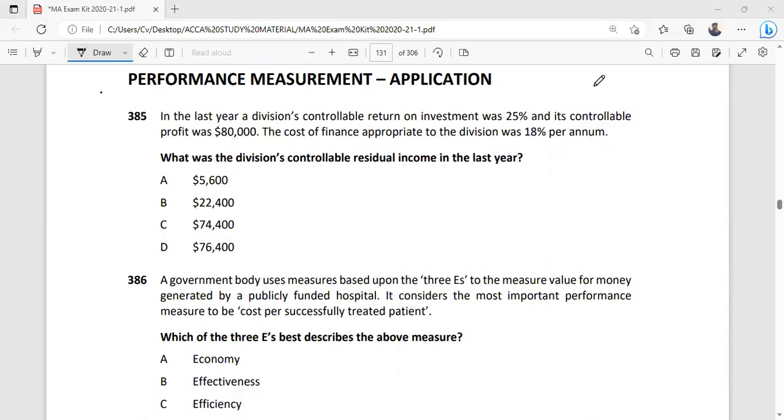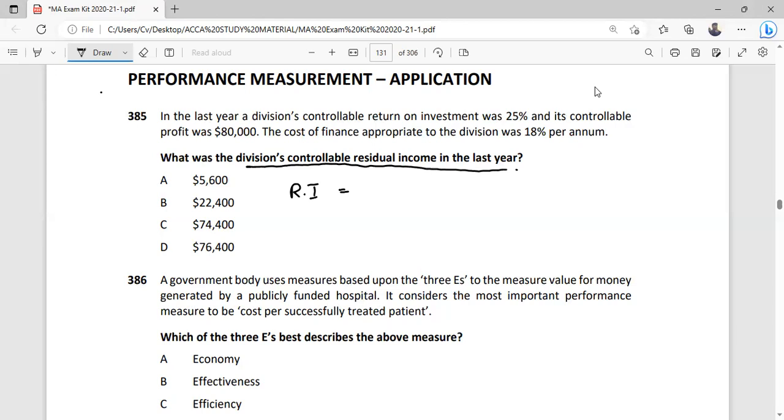In the last year, our division's controllable return on investment was 25% and its controllable profit was 80,000. The cost of finance to the division was 18%. What is the controllable residual income in the last year? Now, what is the formula of the residual income? Residual income is equal to controllable profit minus expected profit, or you can call it notional profit.